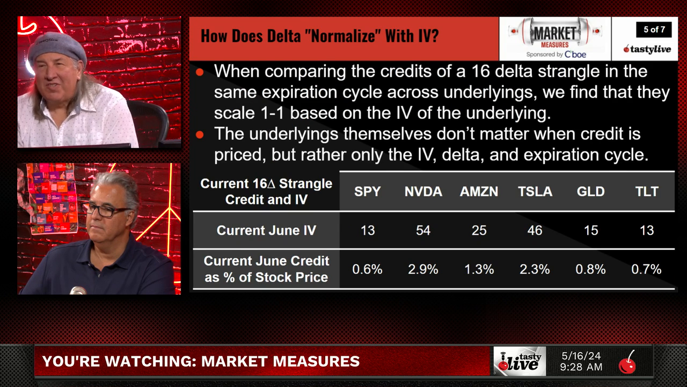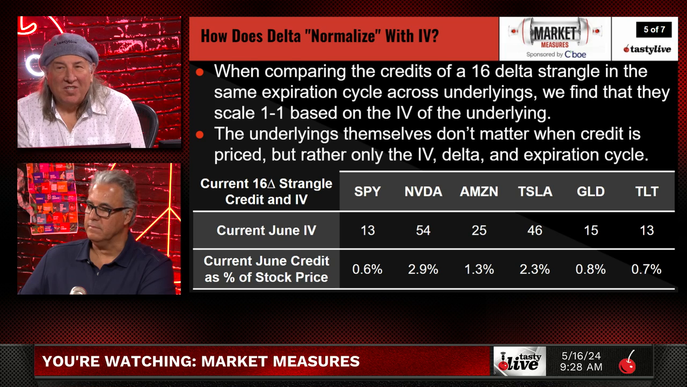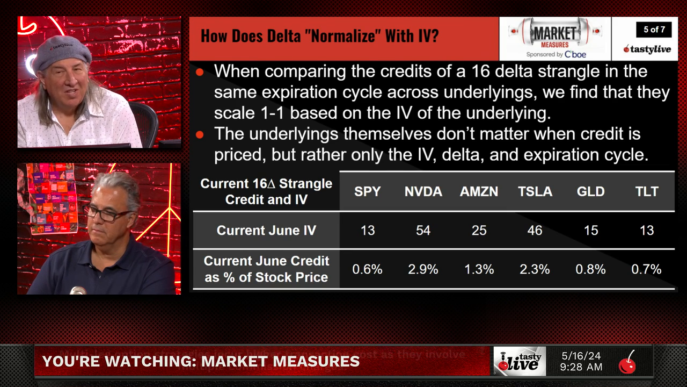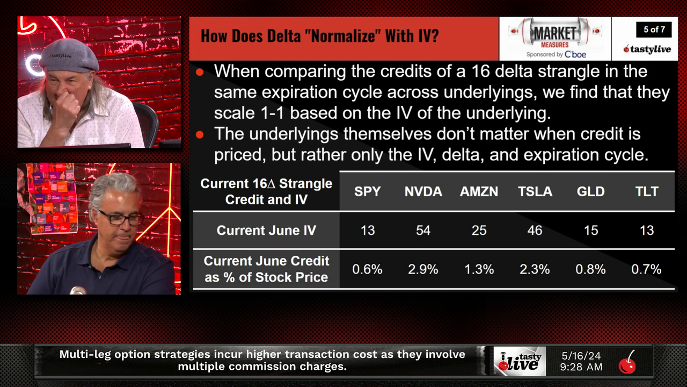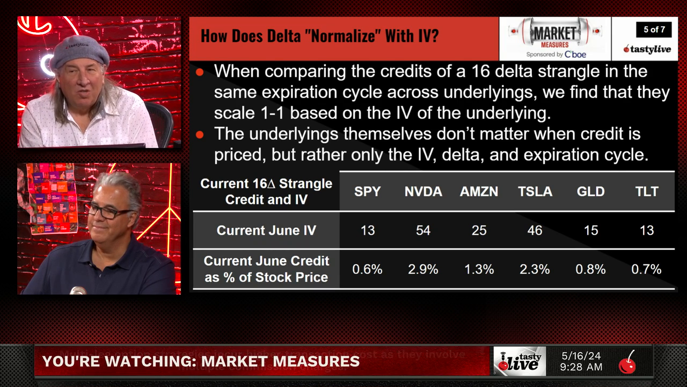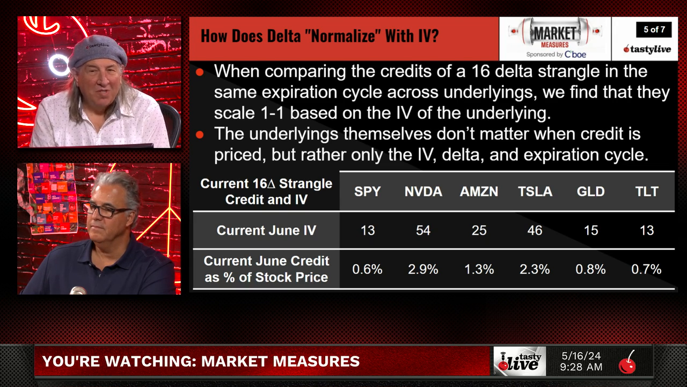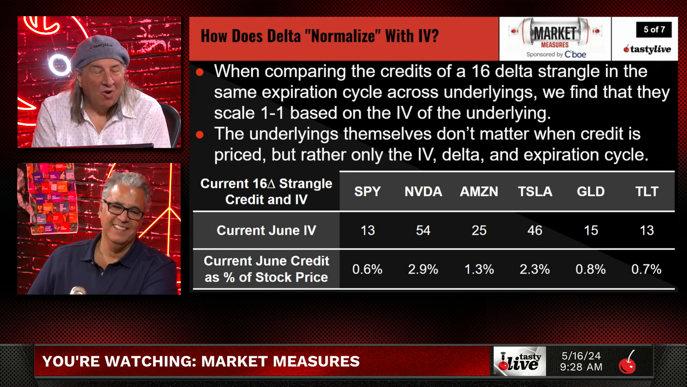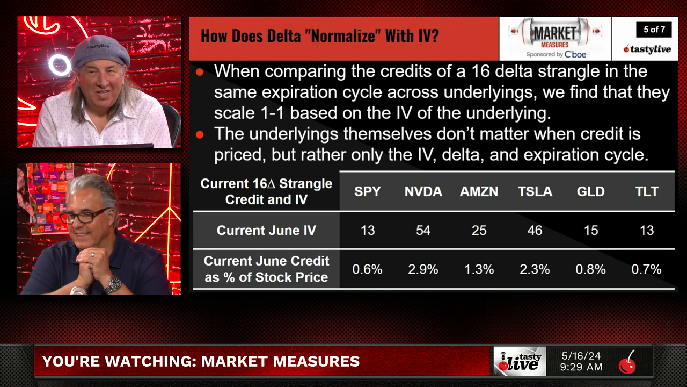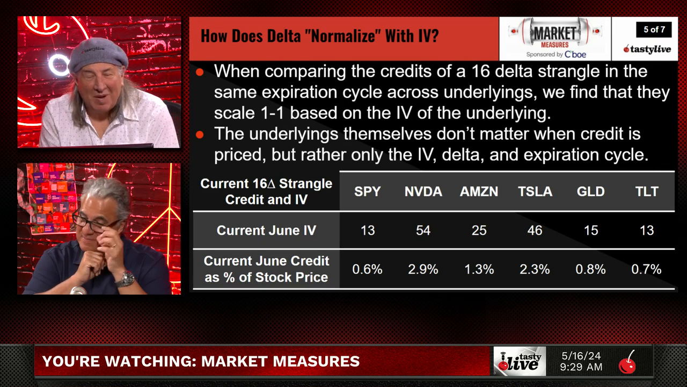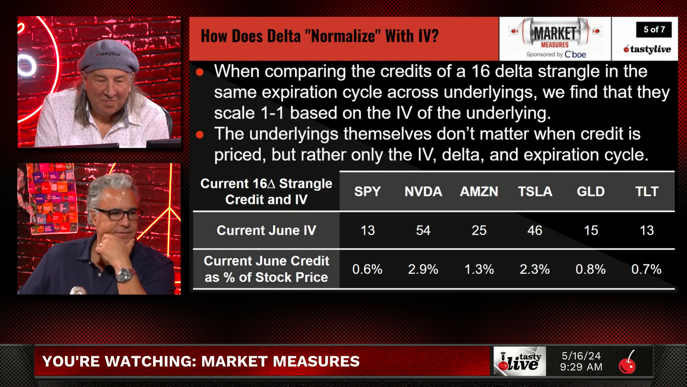When comparing the credits of a 16 delta strangle in the same expiration cycle across various underlyings, we find that they scale 1-to-1 on the implied volatility of the underlying. So the underlyings themselves don't matter when the credit is priced, only the implied volatility, the delta, and the expiration cycle. So when we compared the SPY to NVIDIA, Amazon, Tesla, gold, and TLT, the current June credit as a percent of the stock price was only a multiple of the implied volatility. So the fact that NVIDIA has a CEO that's very different from a broad-based index like the SPY or gold or TLT or a CEO like Tesla, the pricing is the same. Market don't care. Market only cares about what the implied volatility is. That's the fact, Jack. That is the fact.